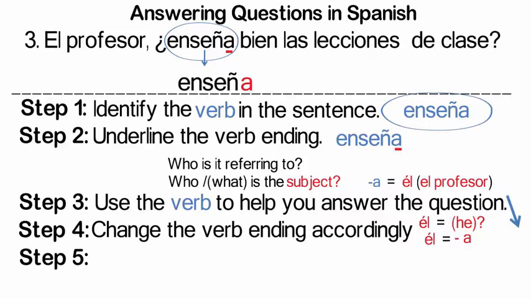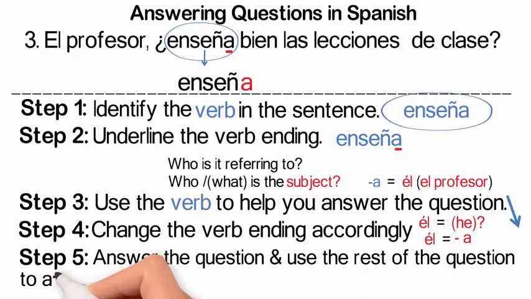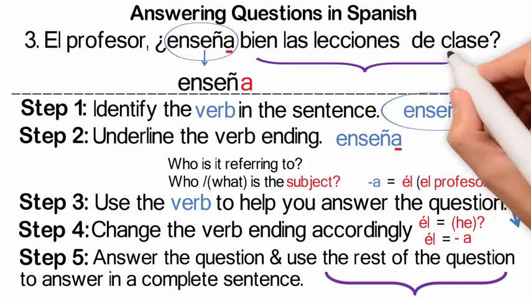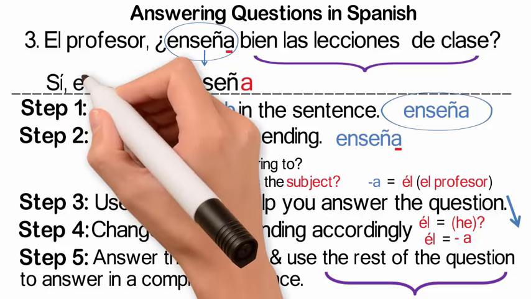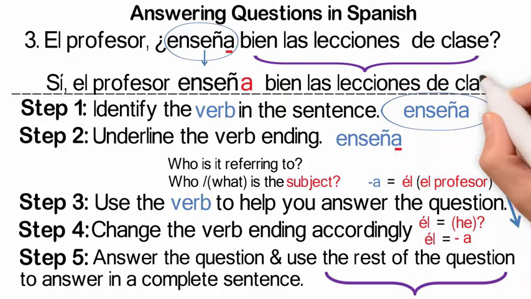Once again, now that you have the most important part of your answer down, your verb with the appropriate ending, you can now go to step 5, making sure that you answer the question. If it requires you to answer with a yes or no, such as this example, then answer the question with sí or no, and then use the rest of the information in the question to help you write your answer in a complete sentence. Bring down or rewrite the rest of the information from the question. And now you have an answer in a complete sentence in Spanish. Sí, el profesor enseña bien las lecciones de clase.